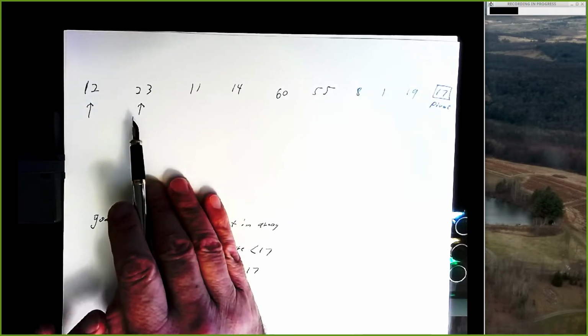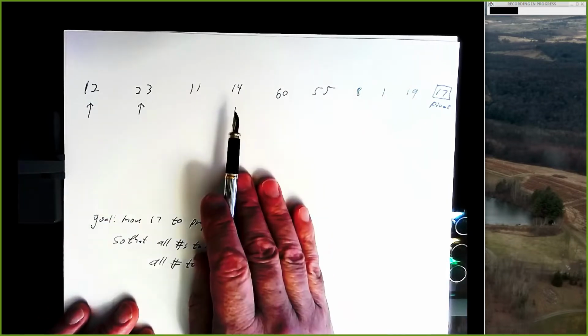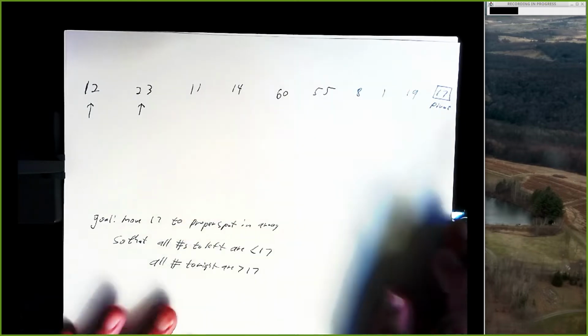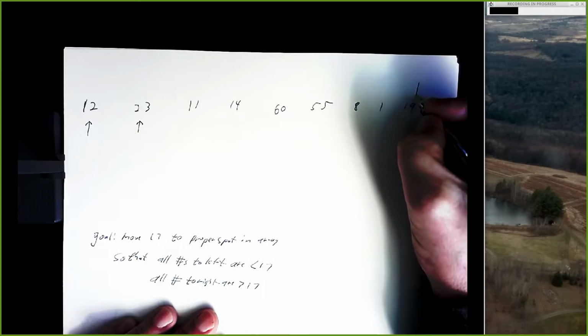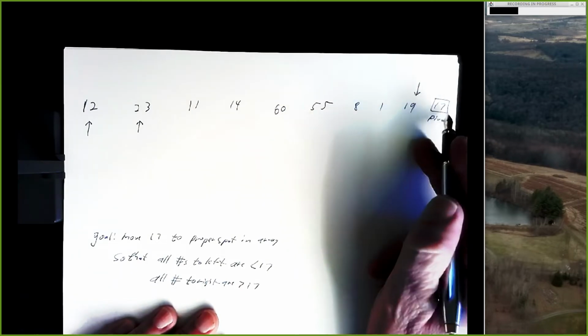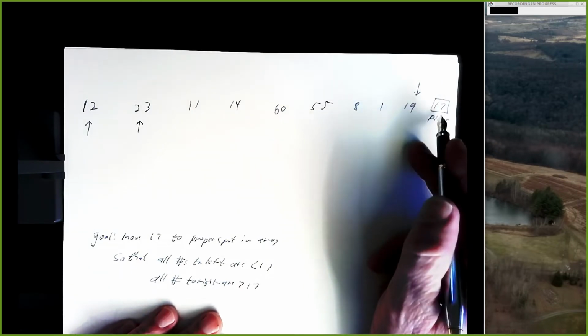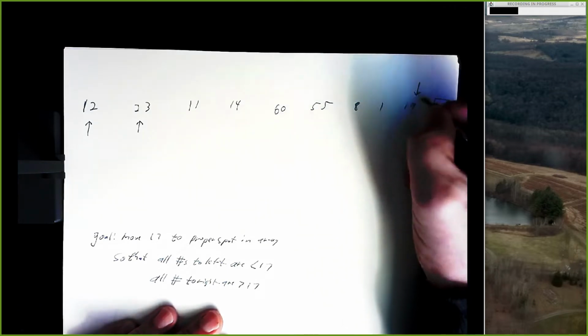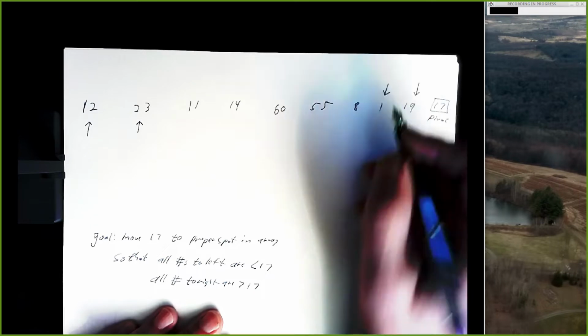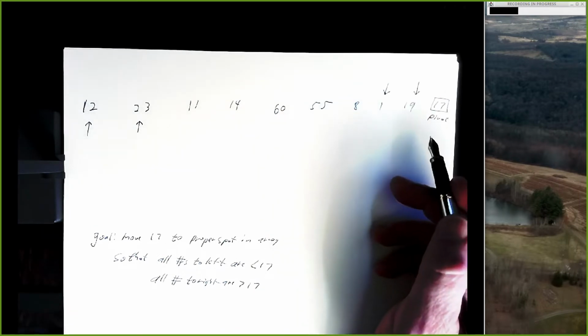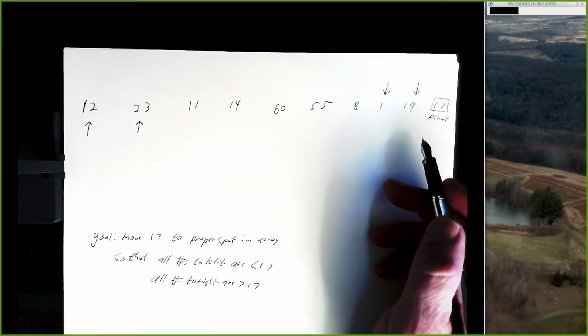Now we're going to do a similar operation from the right. What do we do from the right? We look at the first number, and we're hoping this number is bigger than the pivot. And it is. 19 is bigger than 17. So we move over one spot, and we find the number 1. And 1 is not bigger than 17. 1 is smaller. So we stop.